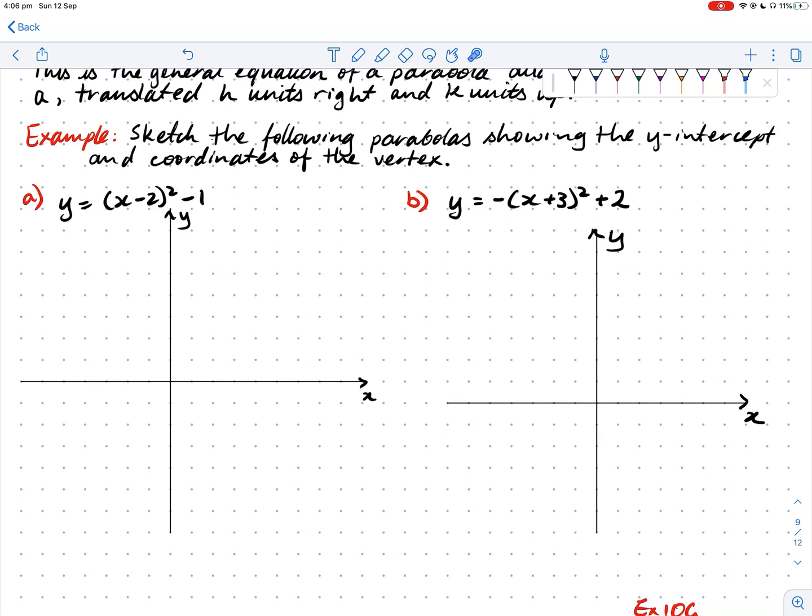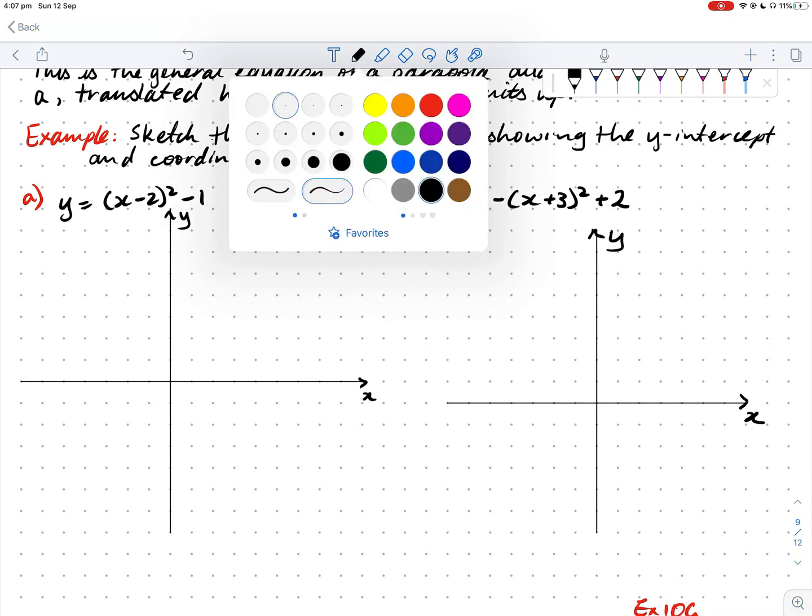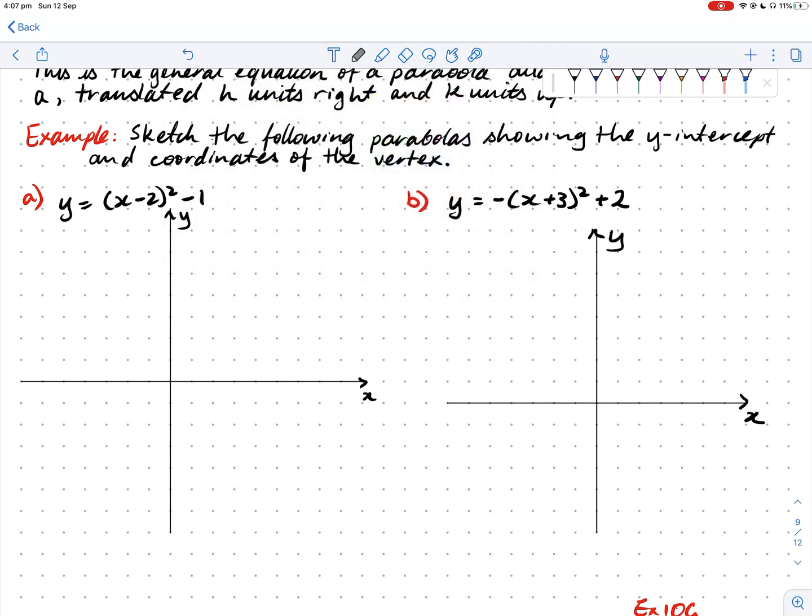So sketch the following parabolas, and we want to show the y-intercept and the coordinate of the vertex. So remember, if we were starting with y equals x squared, and I'm going to draw that in grey, because that's sort of like our starting graph. When we're looking at y equals x squared, you can see that the vertex is at the origin. Then what we want to do is look at this equation, and this equation is going to tell us where we're moving this graph towards.